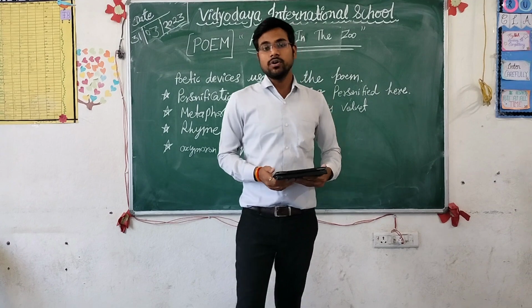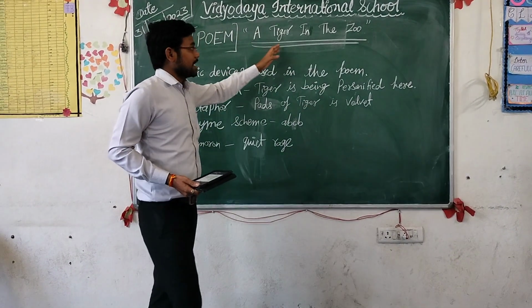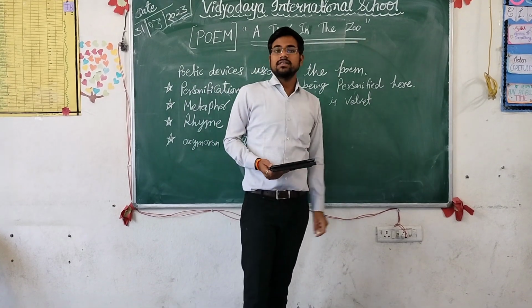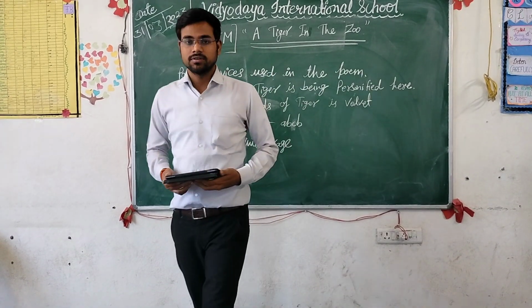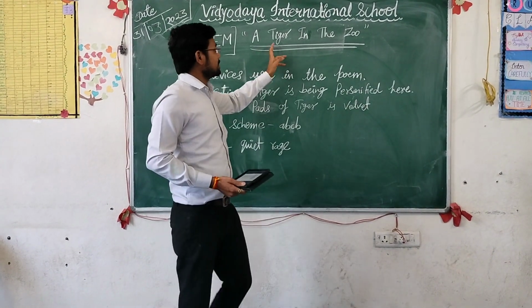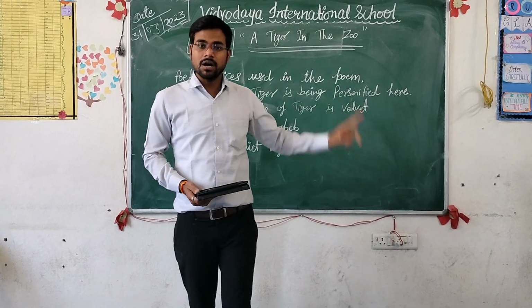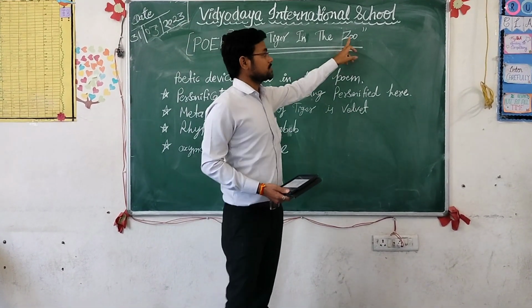Today we are going to learn a beautiful poem, A Tiger in the Zoo, given in the 10th class NCERT book. The title of the poem says a tiger in the zoo, which means they must be talking about a tiger or the zoo.